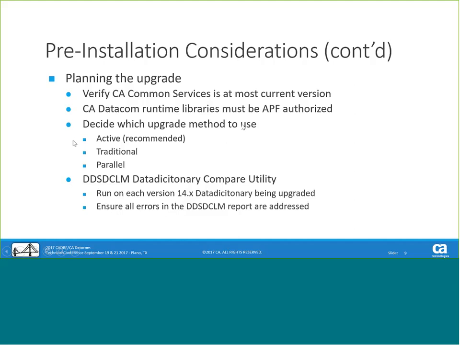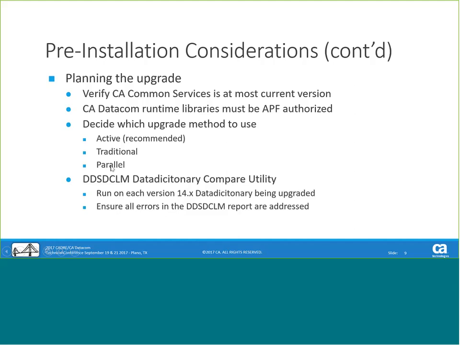Decide which upgrade method to use. We'll be covering all three of them, but primarily we're going to focus on the active. Traditional is really, and I'll get into it a little later, a variation of active. It's a very subtle difference, but I'll identify the differences. And then there's the parallel that we'll cover towards the end, which has become more or less obsolete, because the requirement of converting the CXX is gone.